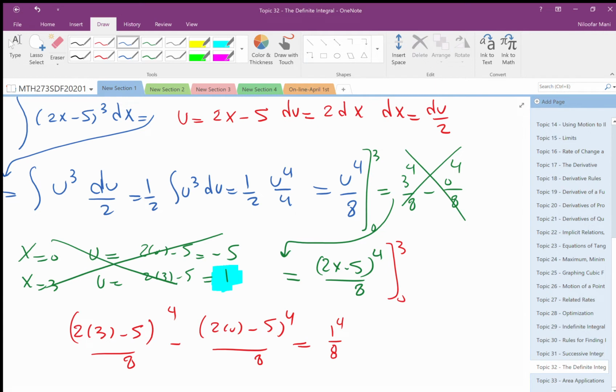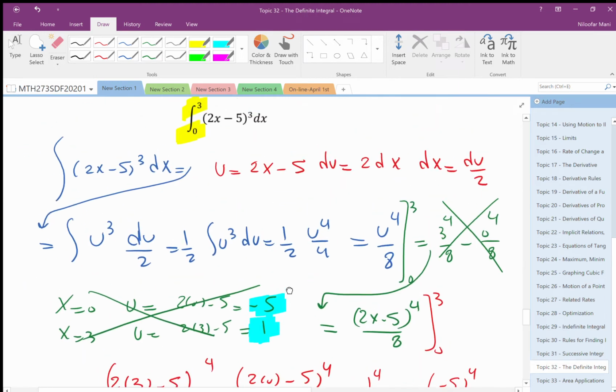The first one is 1 power 4 divided by 8, which is here. The second one is minus 5 power 4 divided by 8, which is here. Okay, see, I didn't bother myself to change. If x is that, what is u? If x is that, what is u? I don't do that, but eventually I have it.